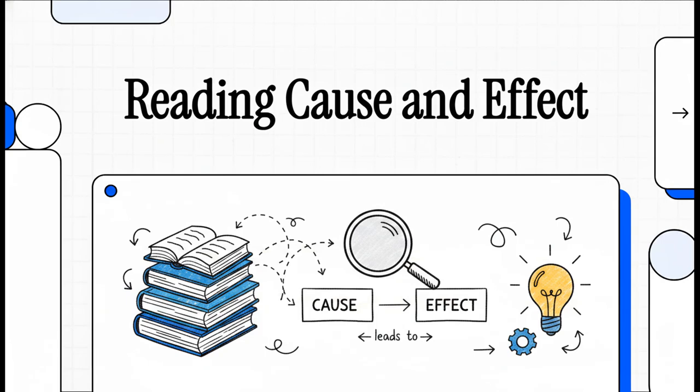All right, let's jump right into this explainer and unlock the secret to decoding those ridiculously dense academic texts. If you've ever found yourself totally overwhelmed by a massive textbook, you are in exactly the right place. Today, we're tackling Lesson 42, Reading for Cause and Effect.